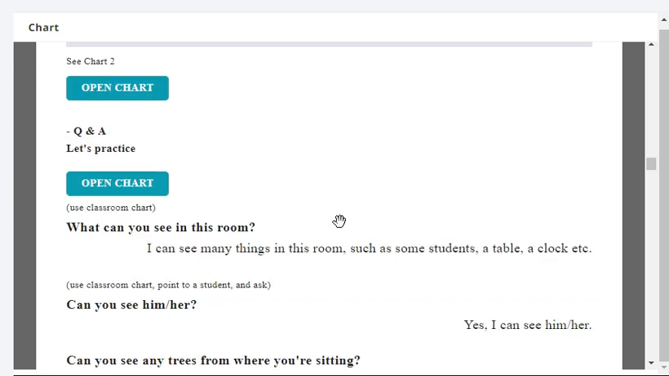Okay, what can you see in this room? I can see many things in the room, such as a box, a table, a chair, etc. Very good.